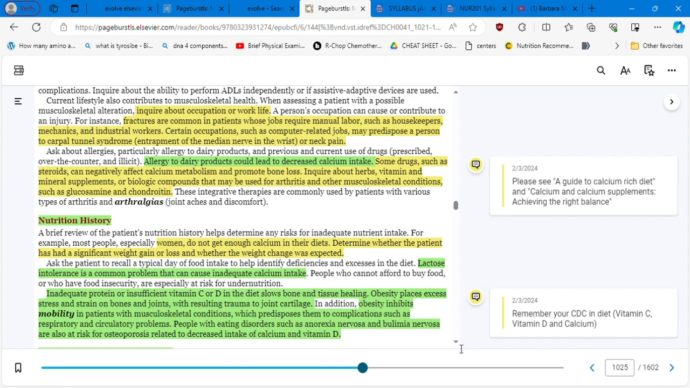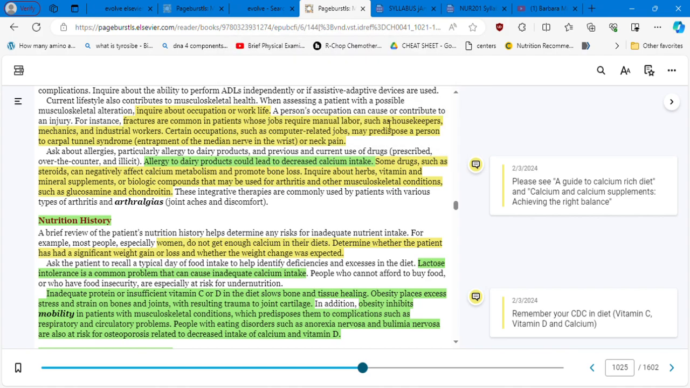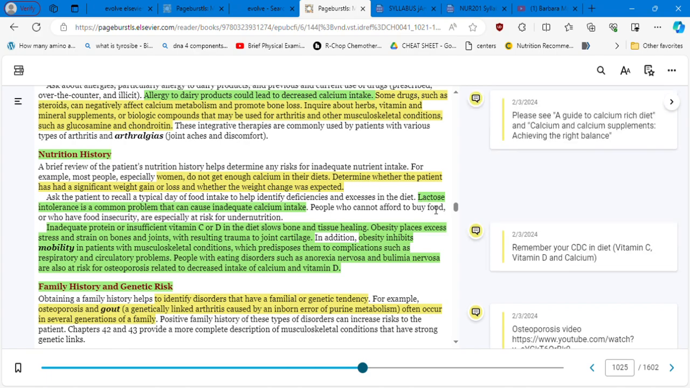Nutrition history. Okay, we're going to ask because many women do not get enough calcium in their diets. We need to assess why they are not getting calcium in their diets. Determine whether the patient has had significant weight gain or loss and whether the weight change was expected. We need to assess for lactose intolerance. It's a common problem that can cause inadequate calcium intake because patients don't drink any more milk because of the lactose intolerance.